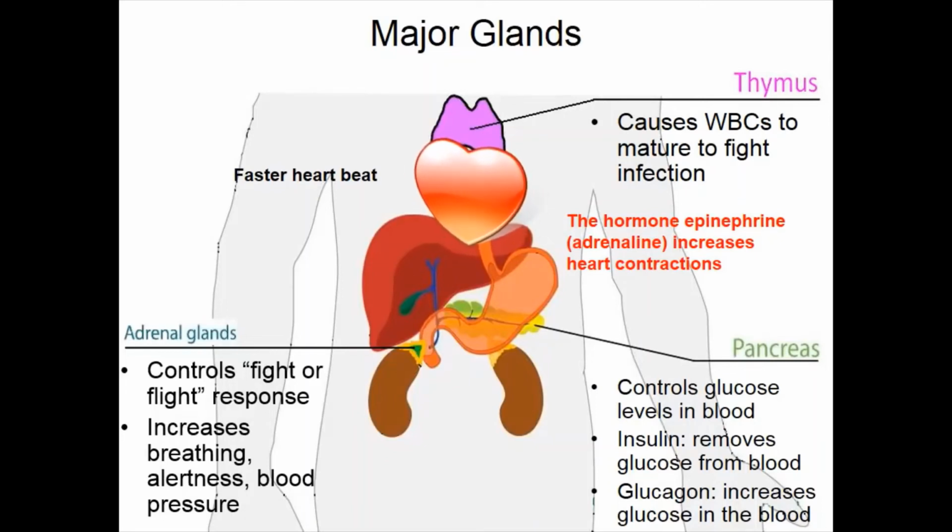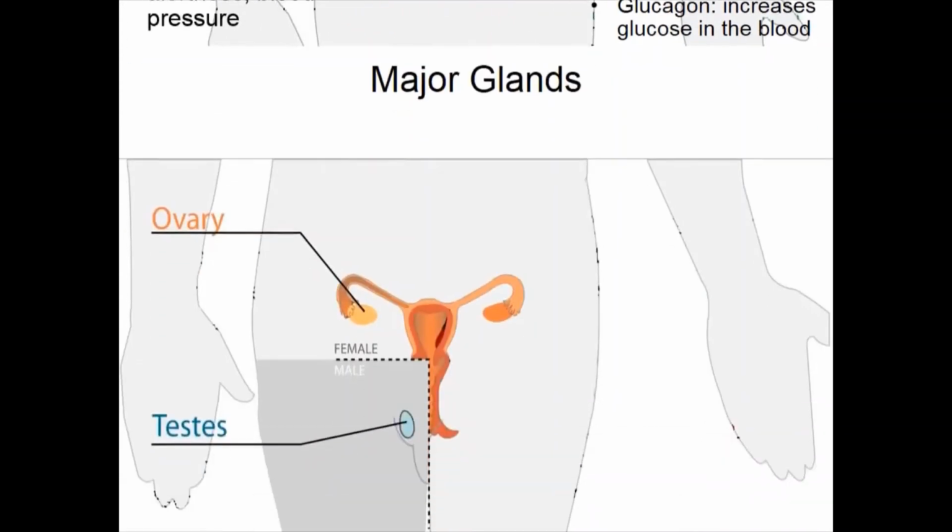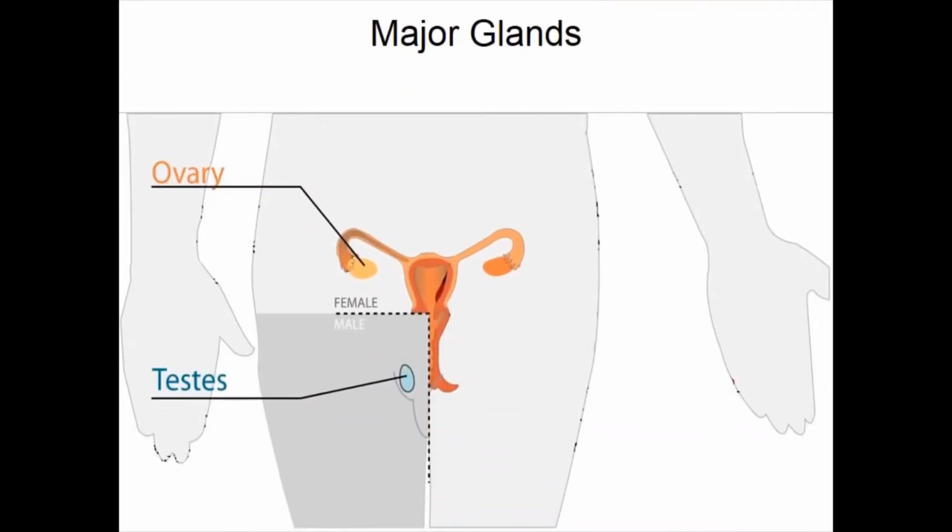And by flight just means run away. It doesn't literally mean take to the air and fly. But in times of threat or danger, the adrenal glands will release epinephrine to activate our fight or flight response. As we work our way down, we come to the male and female gonads, or sex organs.